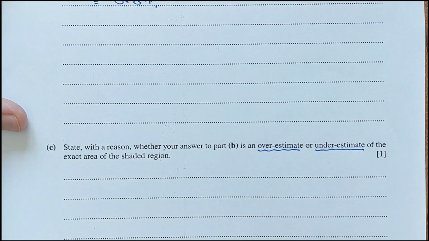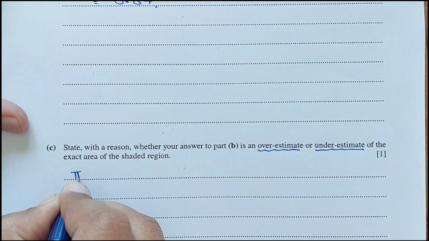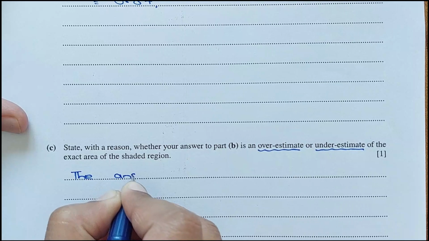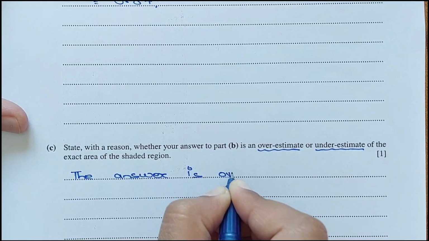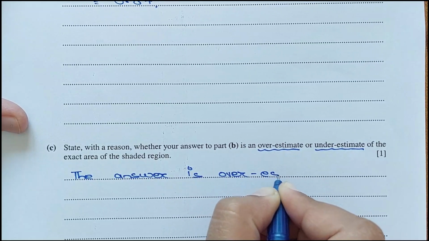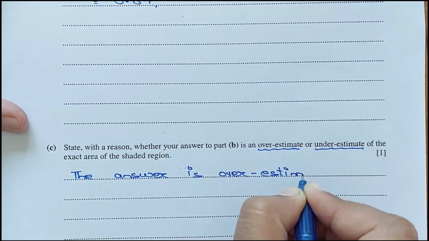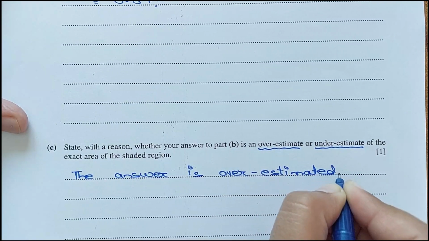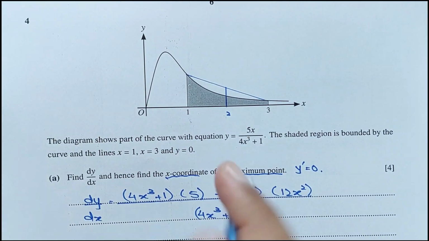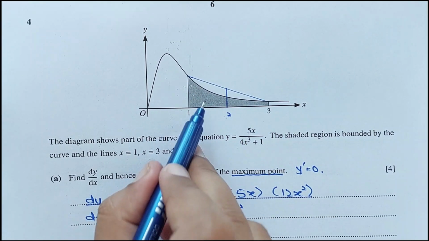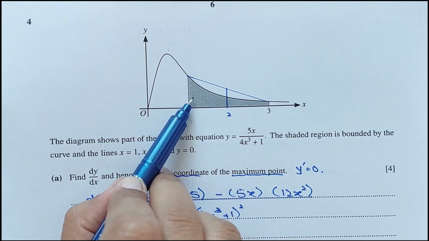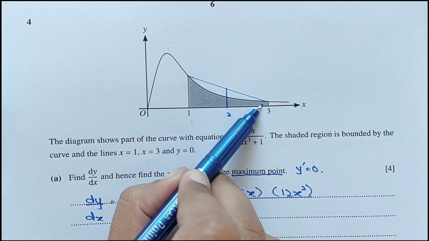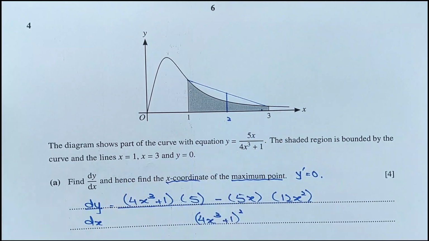So let me write down the reason. The answer is overestimated. Why this is overestimated, because we calculated this whole area between the 2 intervals. We calculated this portion as well, but the question is just calculate the shaded one. That is why it is overestimated.